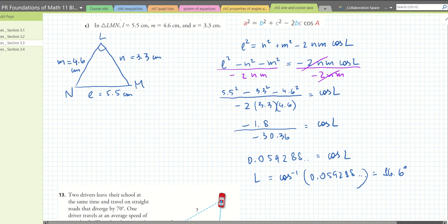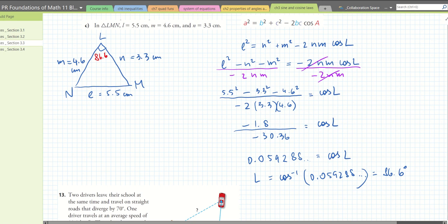Okay, so now you have the full flow of the calculations, but again, I don't recommend that you do each step separately because they will lead to rounding errors. You want to do everything on the calculator in one go. So you calculate the numerator, you divide it by the denominator, you take the inverse of cosine to get your angle. So as you can see, we found our angle L. So now we know that this is 86.6.